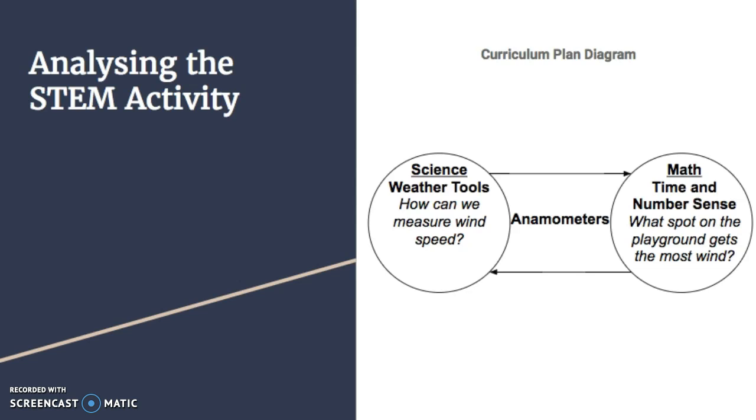Also being able to read and compare numbers, because eventually they're going to have to compare which number is bigger, which one's less, where should we put the wind turbine, where shouldn't we, based off those numbers. And with that big goal, the question about what spot on the playground gets the most wind. There's also, again, a little bit of the engineering component to it with the real-world connection, but it wasn't as prominent as these 2 areas and skills.